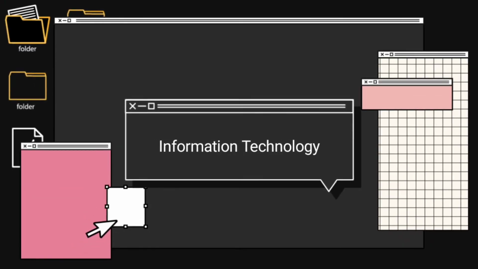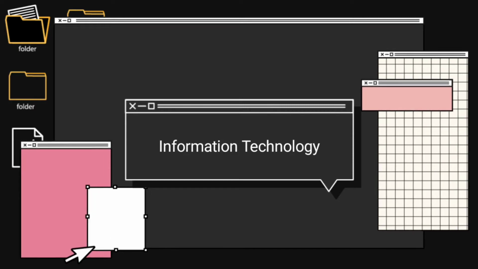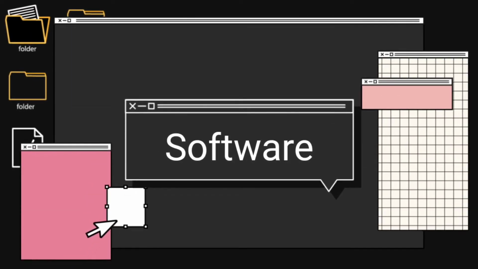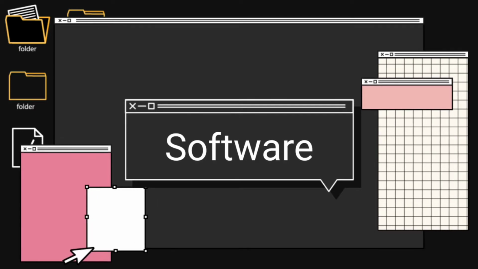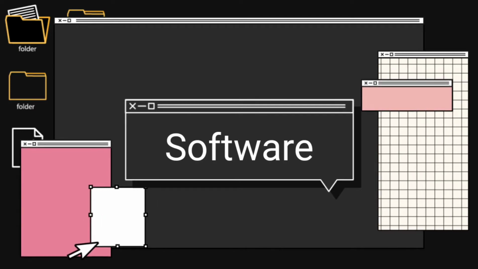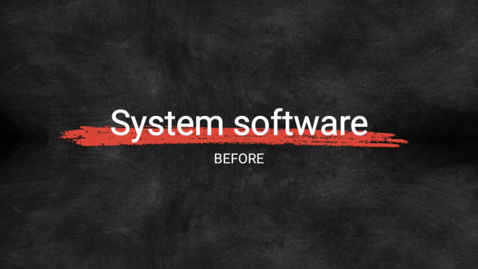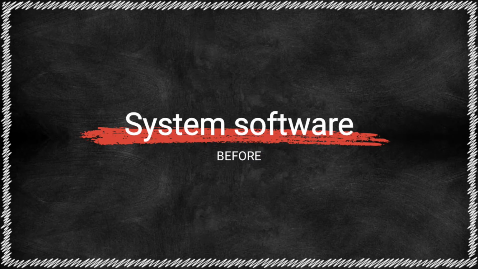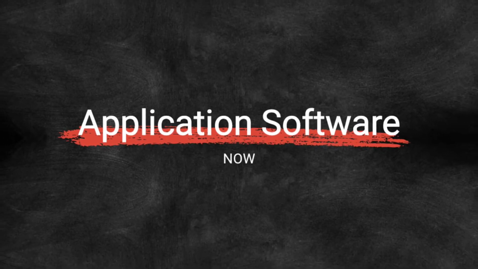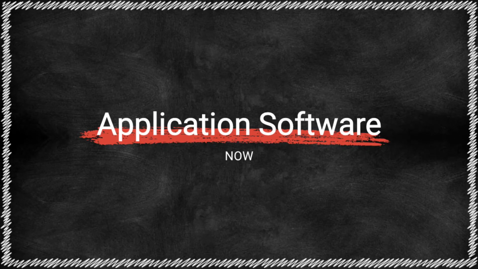Today we are going to continue our first lesson of information technology. Dear students, in the last video we have learned about software. There are two types of software, system software and application software. In the previous video we have learned system software in detail, and now we will learn application software in detail.